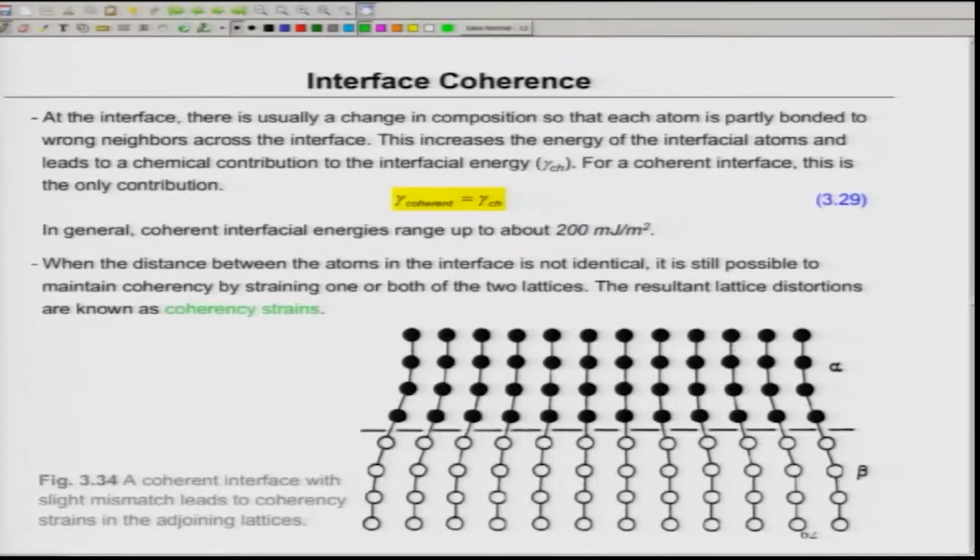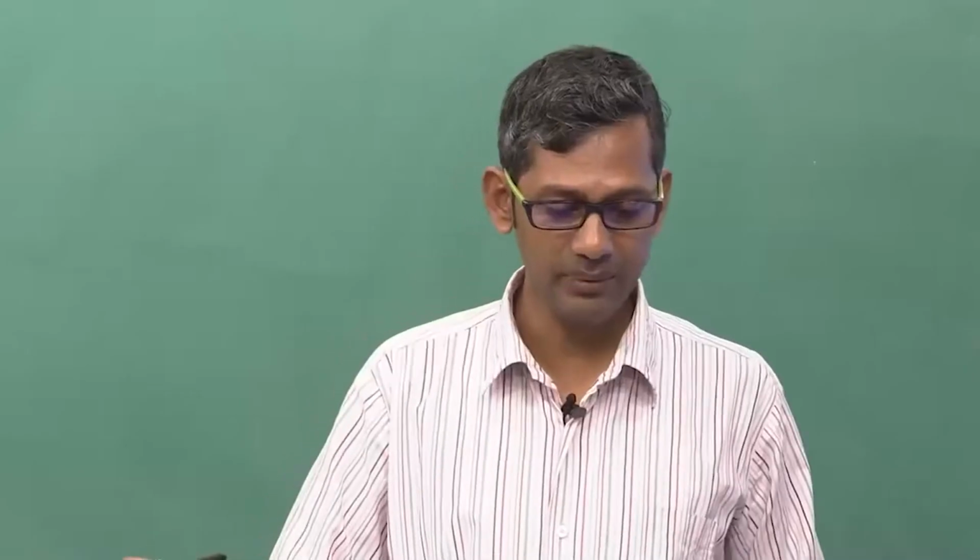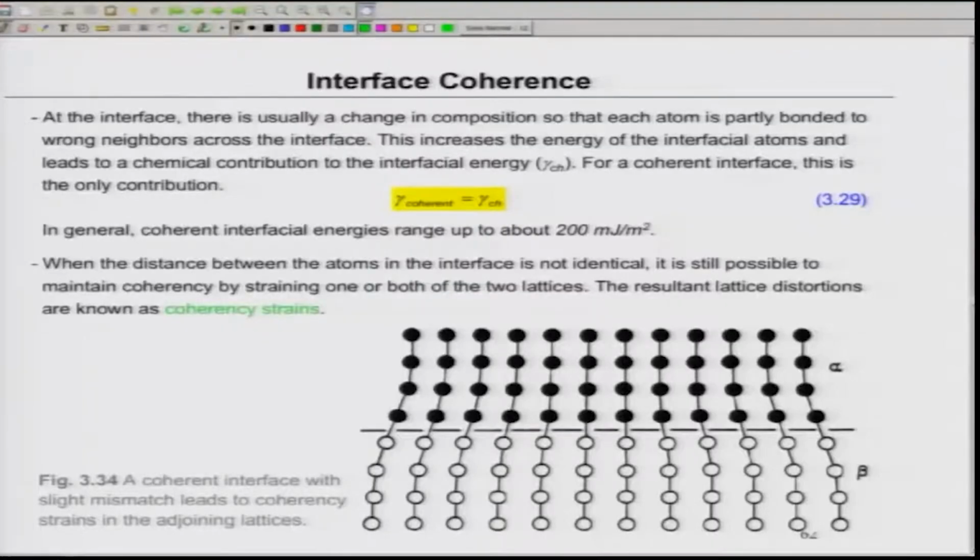Suppose you have a situation where the distance between the atoms at the interface is not identical. In the alpha phase the distance is this much, and in the beta phase it is a little bit higher. Still it is possible to maintain coherency by straining one of the lattices. Here you can see beta has been strained more than alpha. So the atomic planes on both sides of the interface have been strained a little bit, that means bonds have been distorted a little bit on both sides. This kind of distortion we always define as a coherency strain.